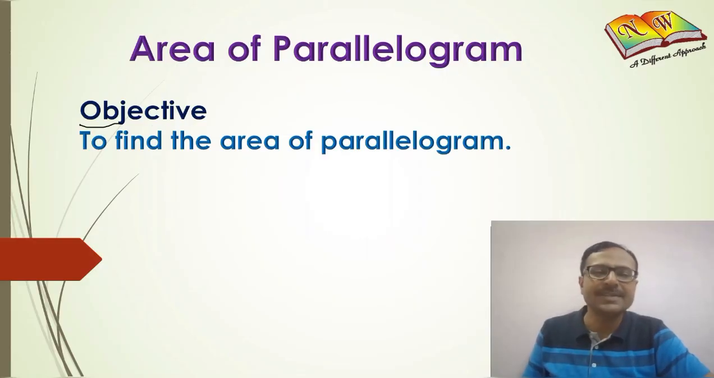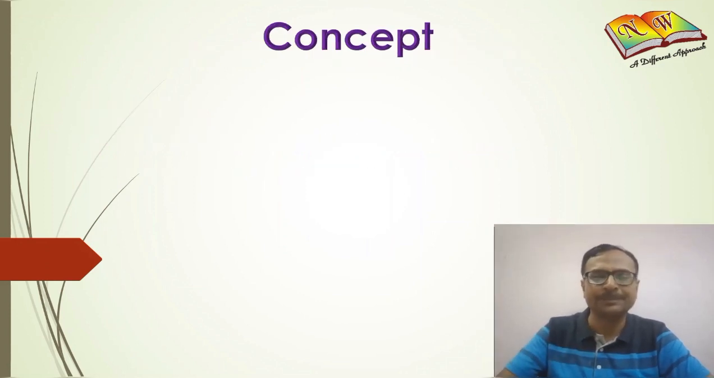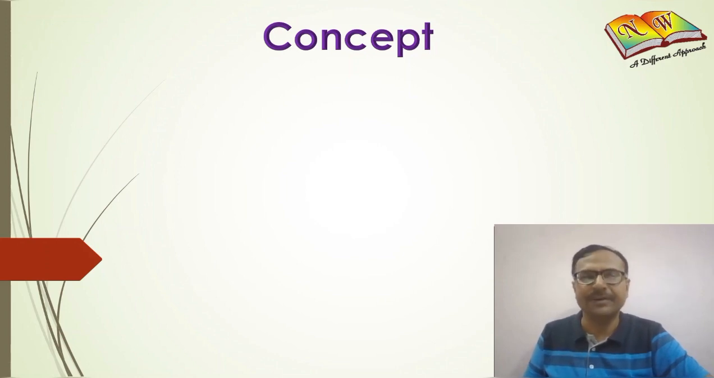The objective of this activity is to find the area of a parallelogram. Let's understand the concept of a parallelogram and how to find its area. A parallelogram is a kind of quadrilateral. That means a four-sided figure.